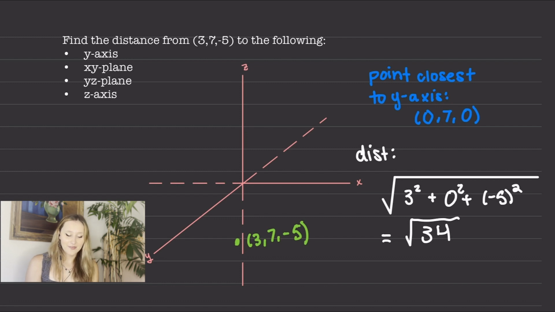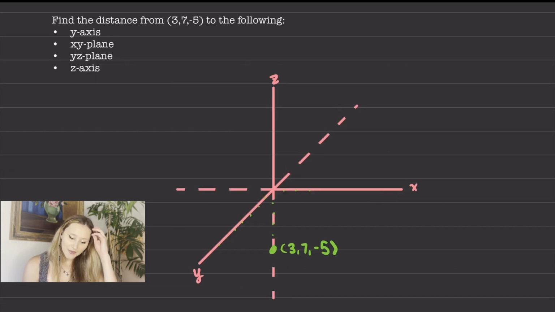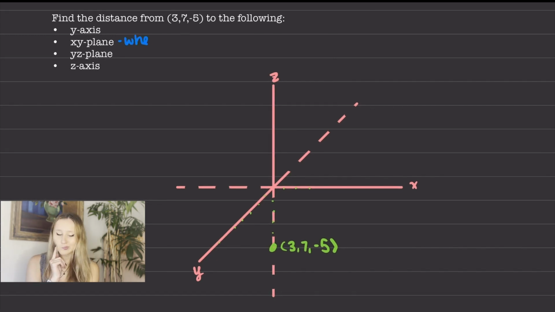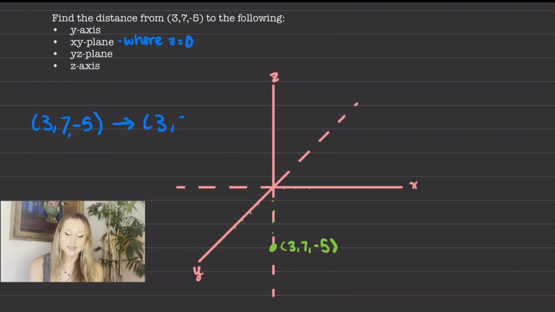So let's do the other three. The xy plane, that is where z is equal to 0. Do you see a pattern here? So (3, 7, -5) goes to (3, 7, 0). And what is the distance between those? It's just 5 units. You can do the formula and find the same answer.